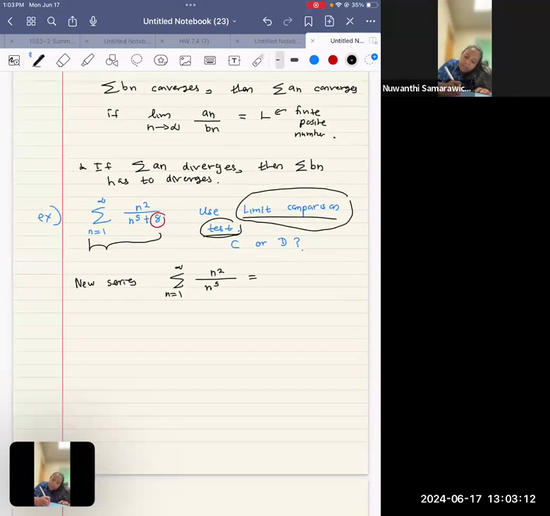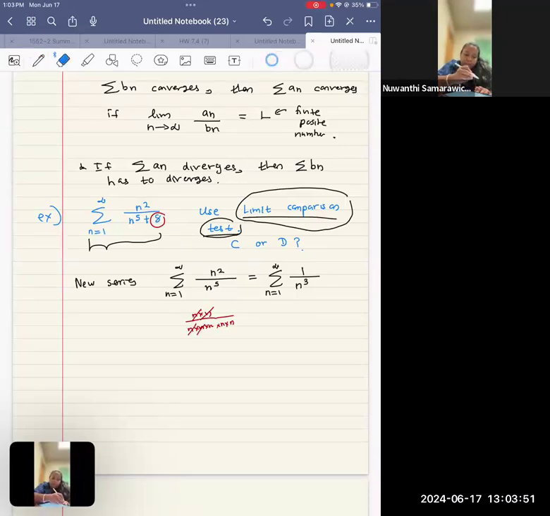So this is same as what? Because we have power, we can use the quotient rule of power rule, so we can write this as n to the power 3, right? We can cancel 2n. So we have 1 over n to the power 3.